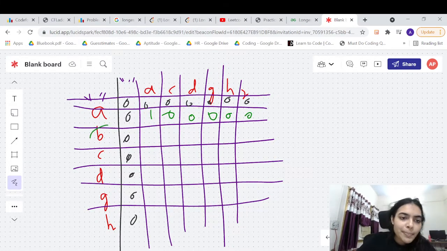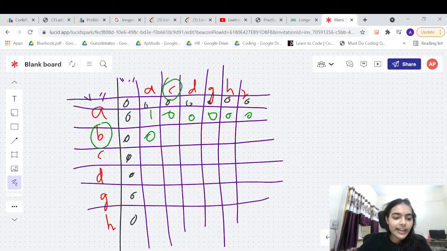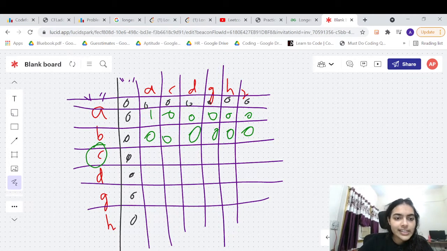Now let's say B and A, again characters are not matching, so just put 0. Now B and C, again not matching, so put 0. And so on, nothing is matching here. Now let's see C. C is not matching with A, so put 0. C is matching with C. So in this case, what will be the answer? You will have to check. C is matching with C, that is okay.